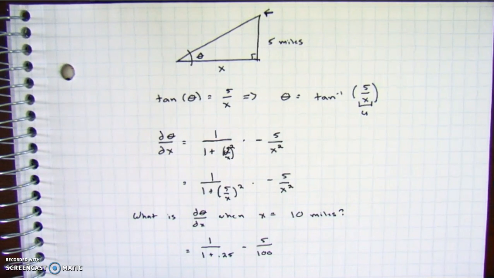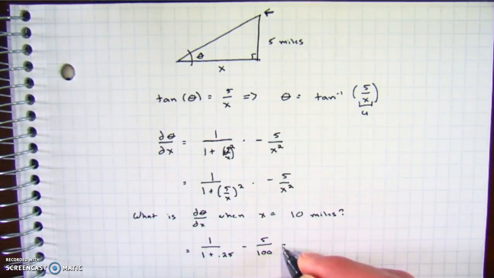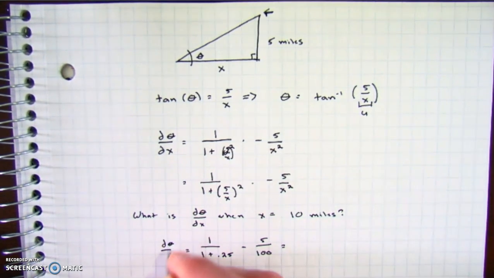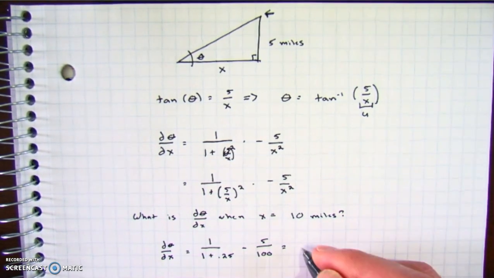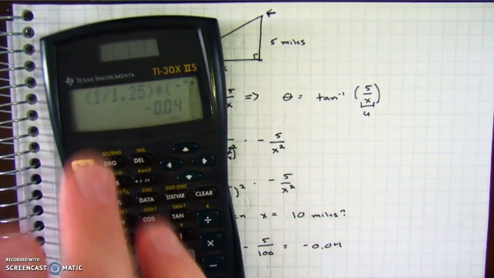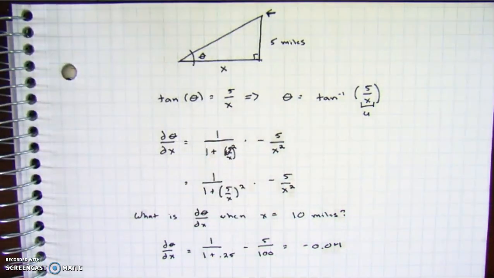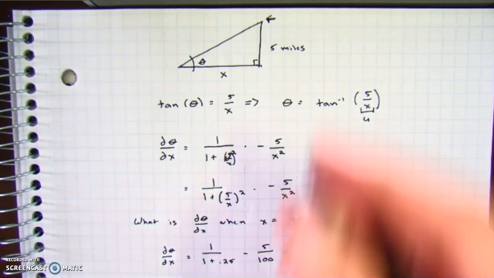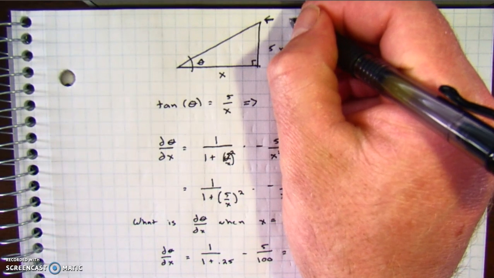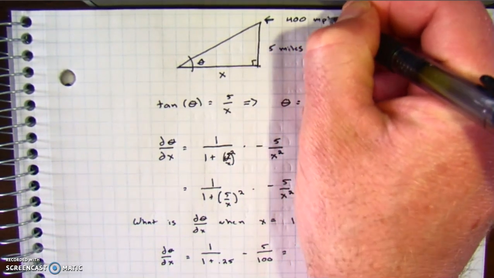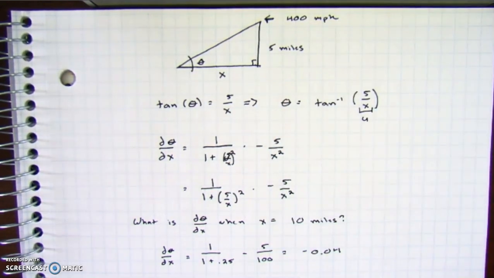And we see that when x equals 10 miles, d theta dx equals negative 0.04, just from what we calculated. All right, so just for one more thing, let's say that this airplane is moving at 400 miles per hour towards you.